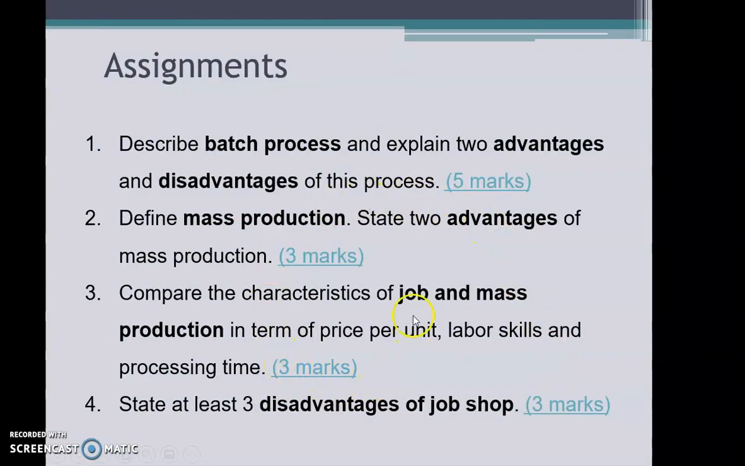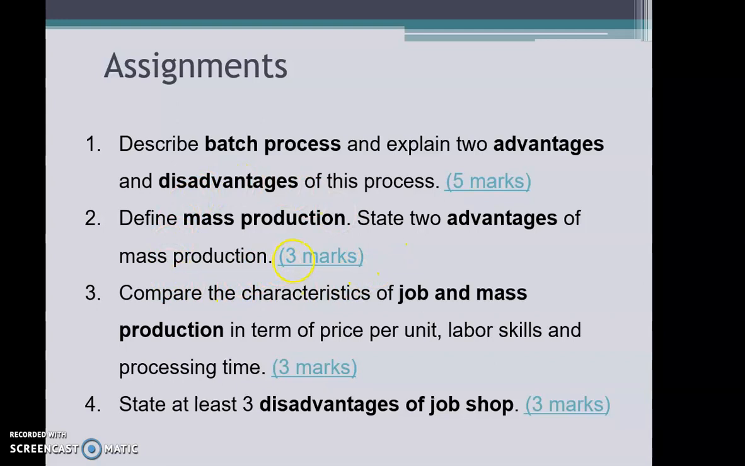And these are examples of questions that can be asked during the test or examination. For example, describe the batch process. The keyword for batch is small quantity made into batches with customer specification or order. Then you give two advantages and disadvantages of the batch. And then for mass production, if we define it, the keywords are high volume, continuous, and standardized product. The advantages of mass production are mostly on the cost: low cost per unit and low labor skill.